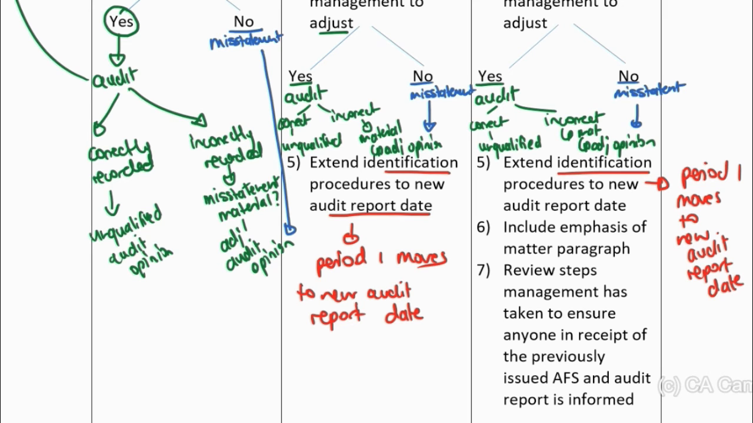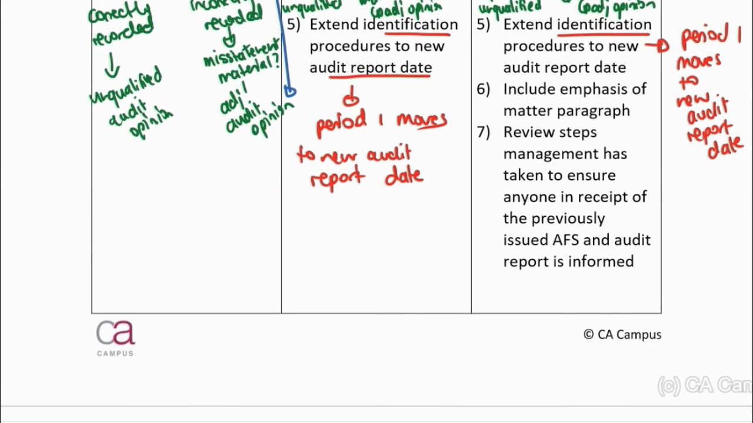But the biggest problem here was that I had given my audit report, and that audit report had gone to the users. So because the users had been aware of an audit report, in my new audit report, I need to give an emphasis of matter paragraph, which needs to say, ignore the previous audit report. I don't have to do that for period 2, guys, because only management or the clients had my audit reports. It didn't go out to the users.